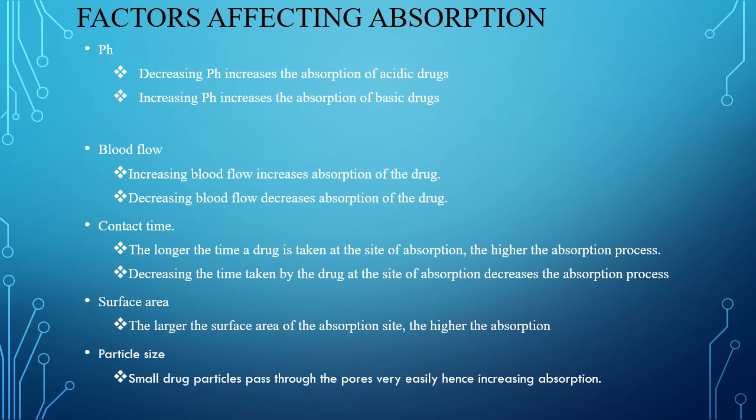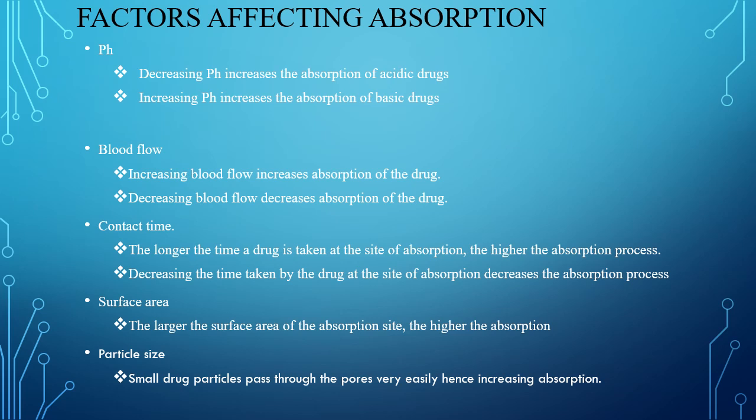Another factor that majorly affects absorption is blood flow. Blood circulation removes drug from the site of absorption, therefore maintaining the concentration gradient across the absorbing surfaces, hence increasing drug absorption. So decreasing blood flow decreases absorption of the drug. Absorption is high in organs with high blood flow, like the kidney, as compared to organs like skin with low blood flow. If we decrease blood flow, we decrease absorption. If we increase blood flow, we increase absorption.